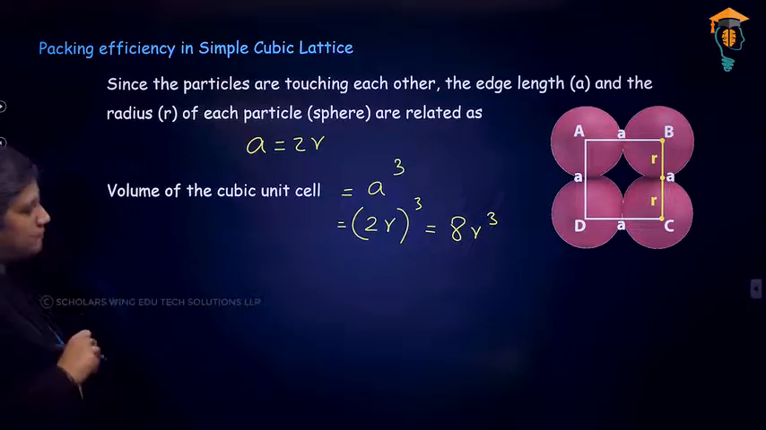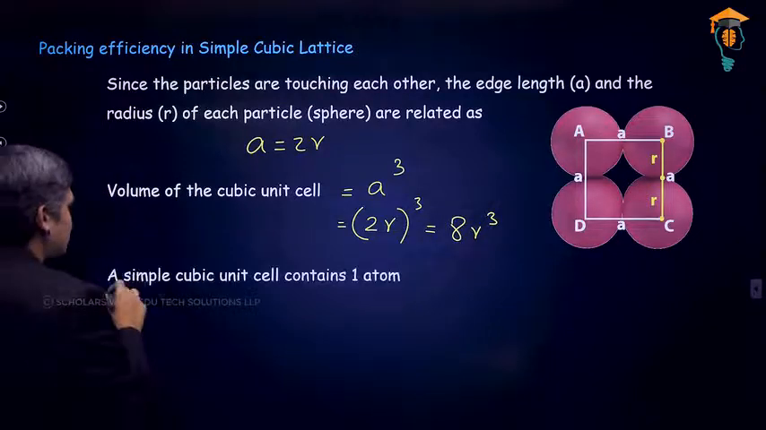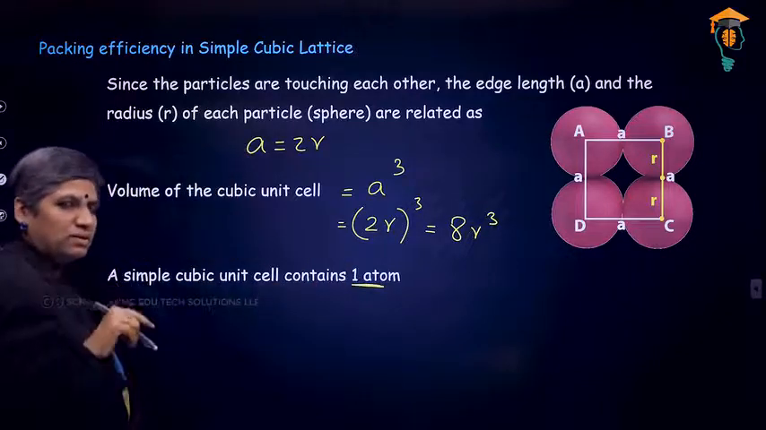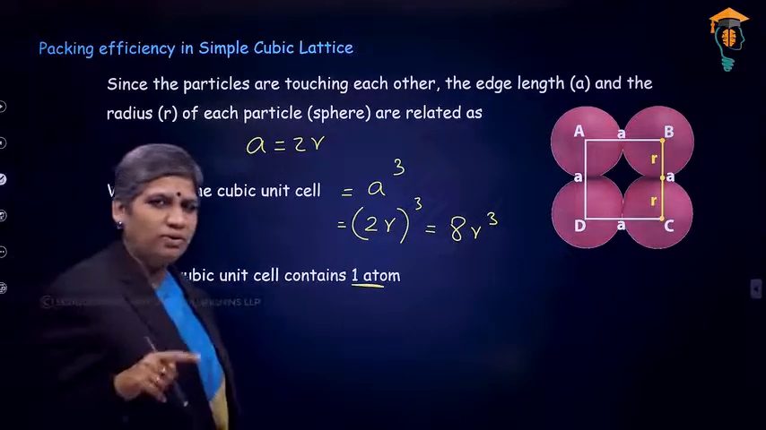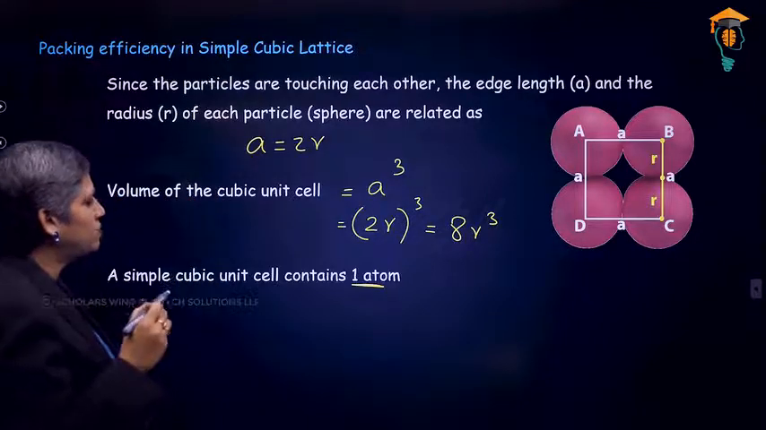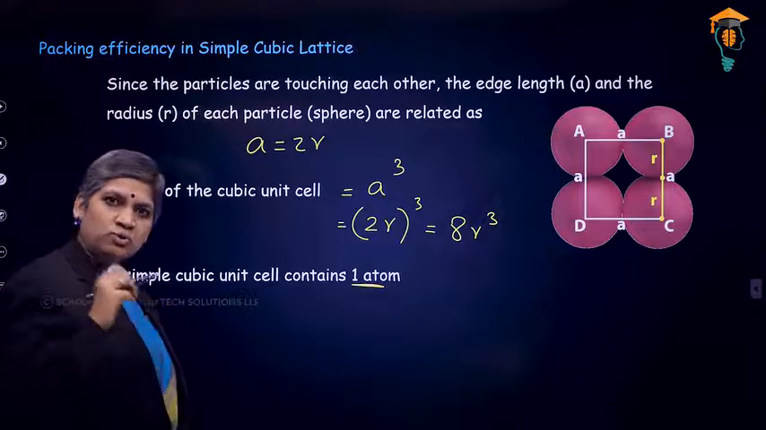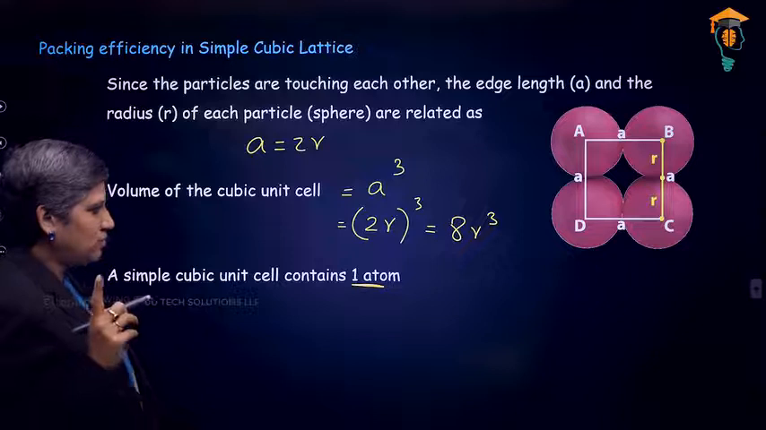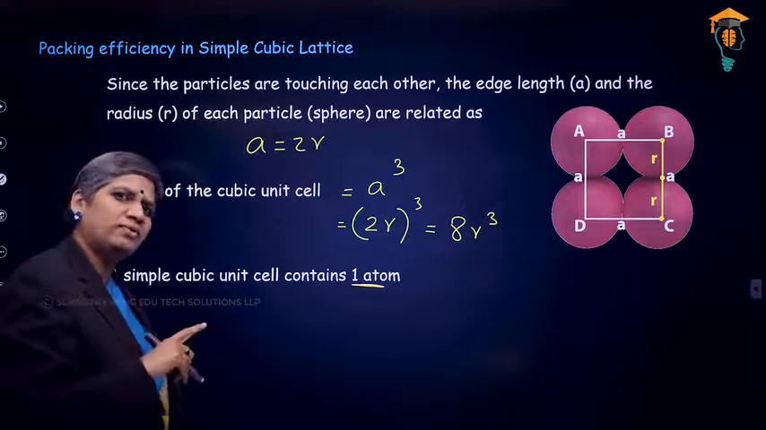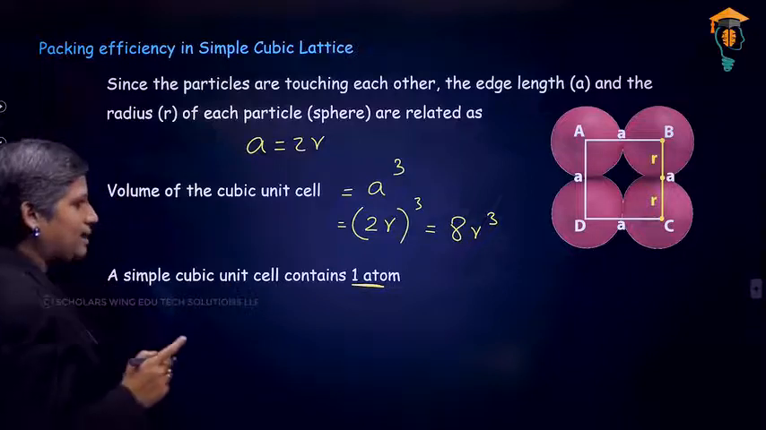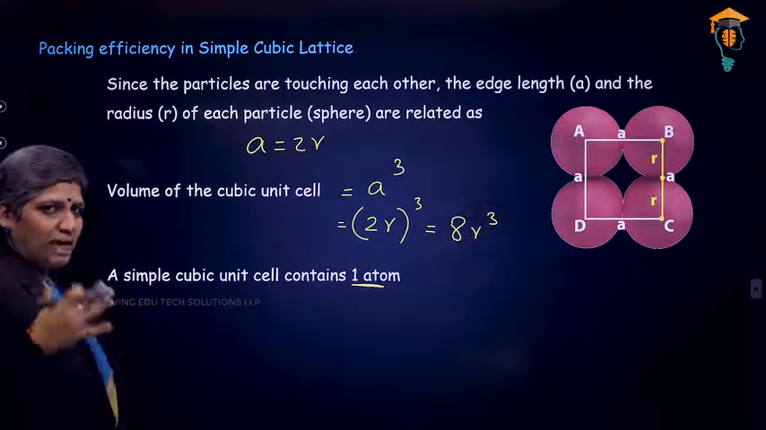What is the numerator part? Yes. A simple cubic unit cell contains one atom, in other words, one sphere. This also I have taught in another video, how to calculate the number of atoms per unit cell. For a simple cubic unit cell, the number of atoms belonging to it is 1. Just try to remember, or please watch that video and get back here. So it's actually 1. And one atom means it's a sphere, and the sphere will have a volume.